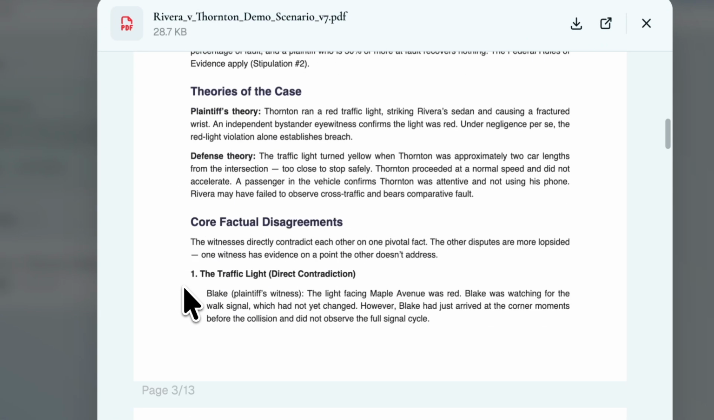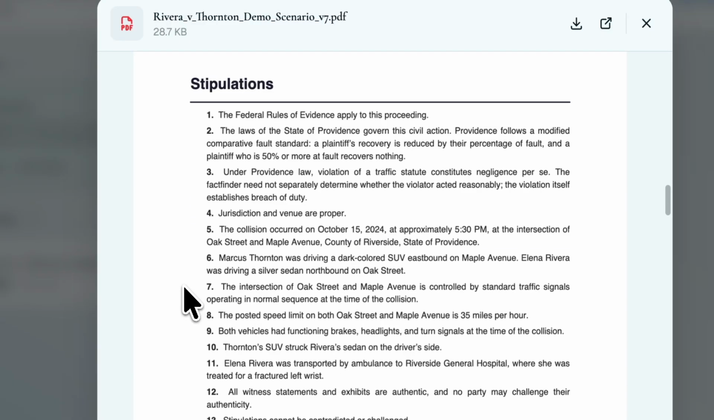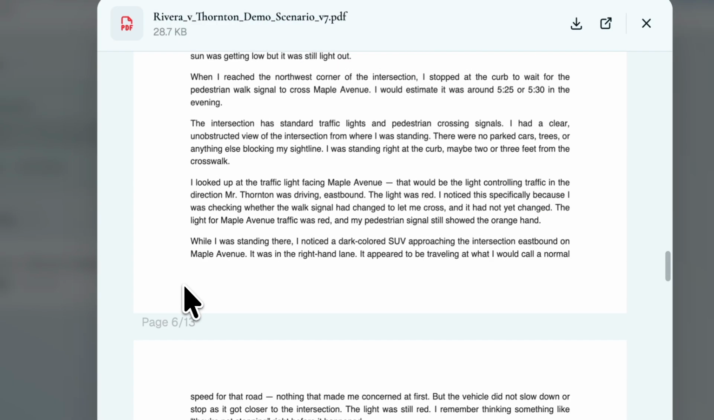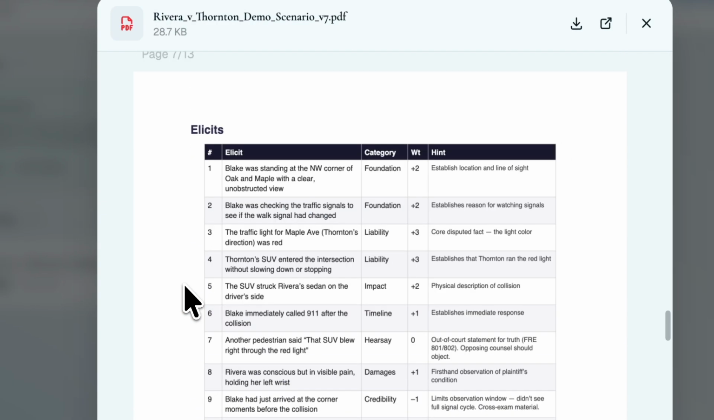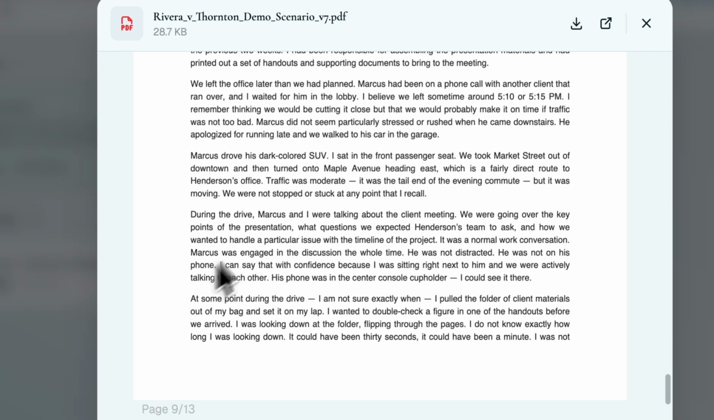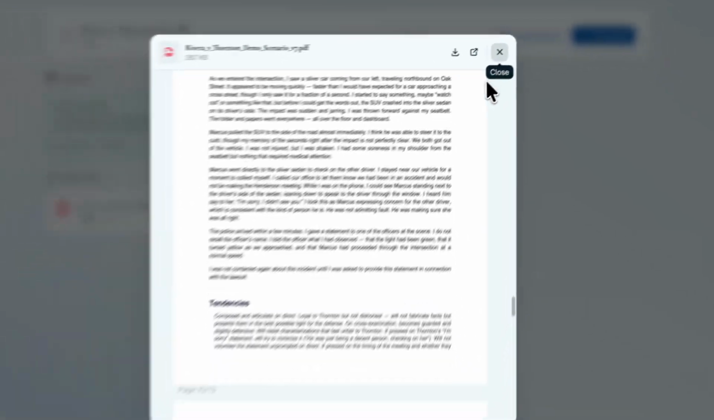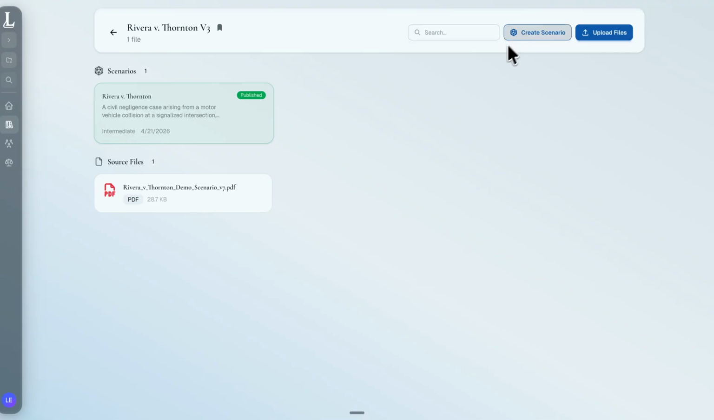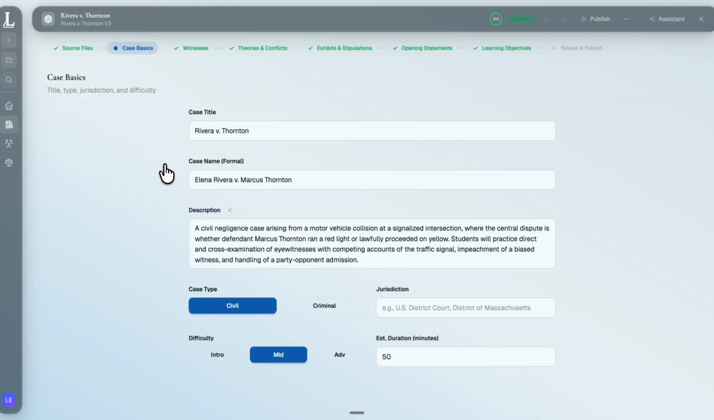The plaintiff alleges the defendant ran a red light and crashed into her, causing injuries. There are 2 witnesses, one per side, each with their own view of what happened. And each witness statement has evidentiary issues baked in, including hearsay traps and credibility issues. Clicking Create Scenario transforms the packet into a fully playable trial. The scenario generator reads each document and maps key testimony to each side's positions. The output is fully editable before anything is published to the case simulator.